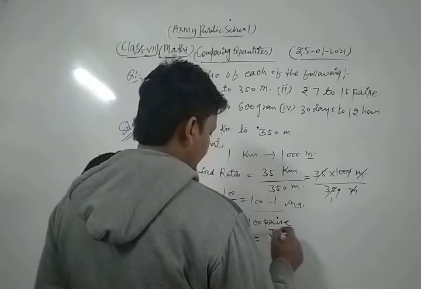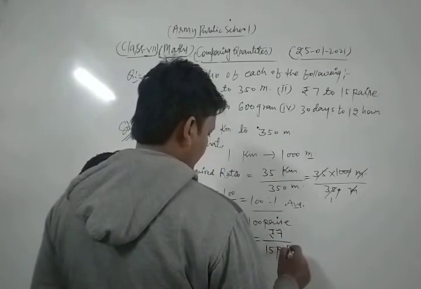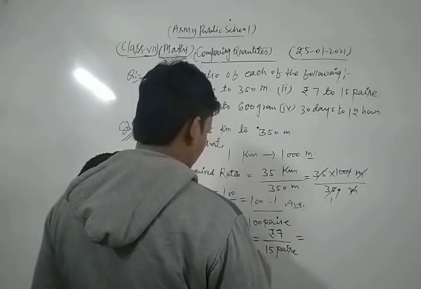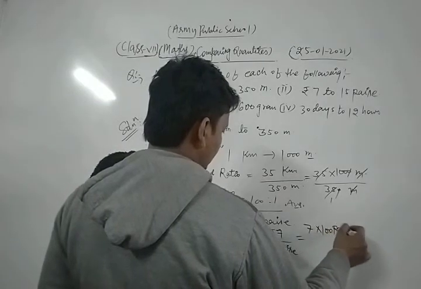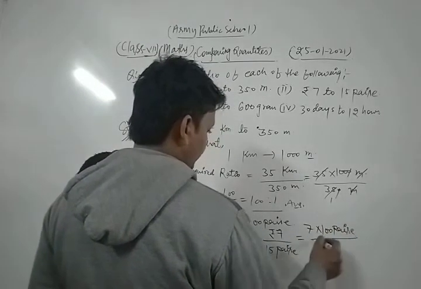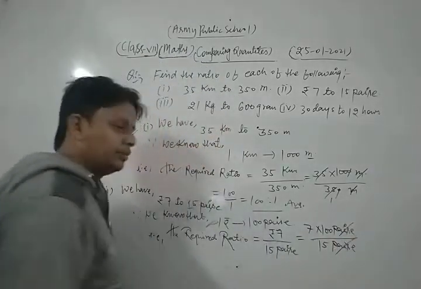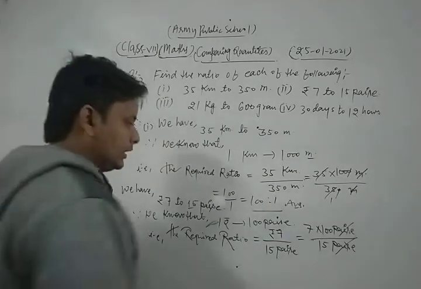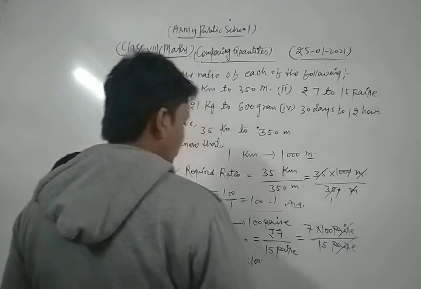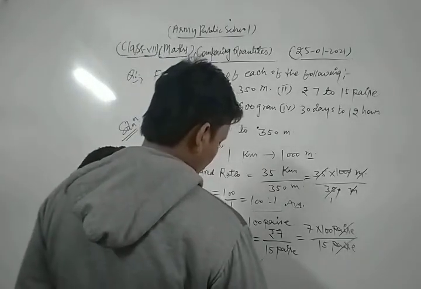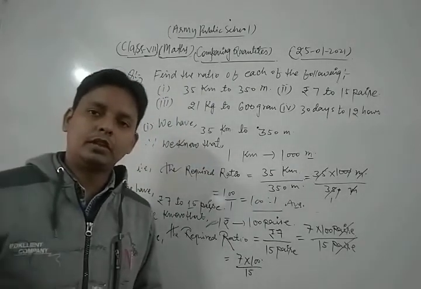It is 7 rupees to 15 paise. That is, rupees 7 is what? So 7 into 100 paise. First of all we convert into paise, divided by 15 paise, right as it is. Now paise cancel each other. Now what do I get? We get 7 into 100 upon 15.